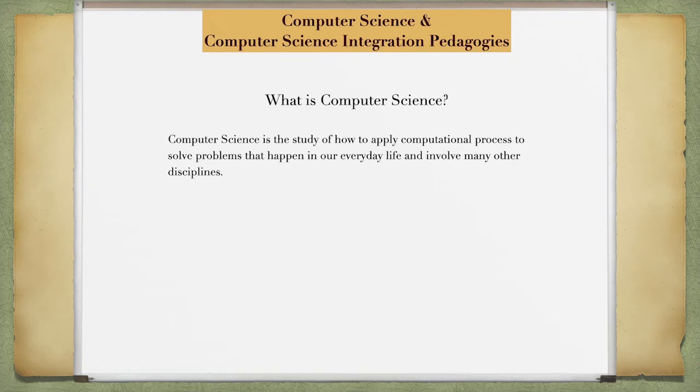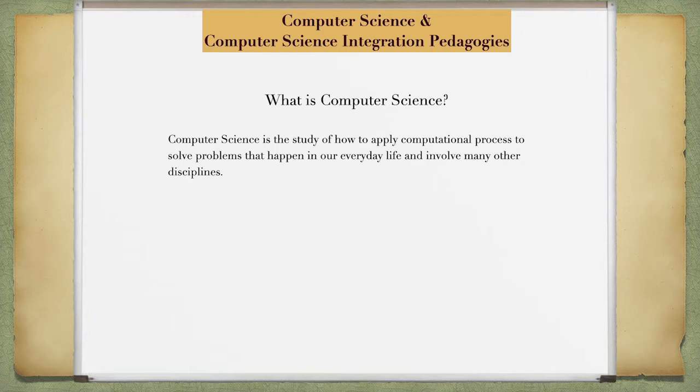From the definition, we can see that computer science is not just programming nor computer literacy. Computer science is the study of how to apply computational processes to solve problems that happen in our everyday life and involve many other disciplines.